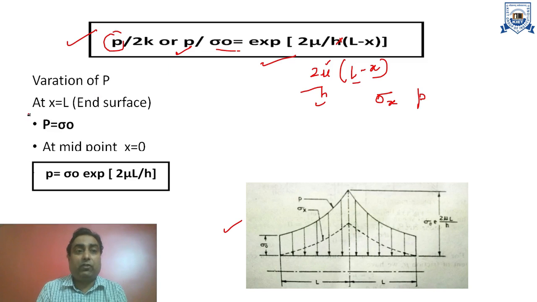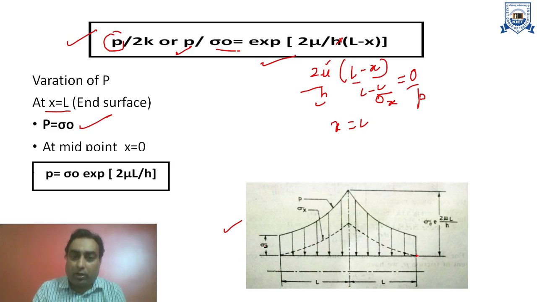So in the first case we are considering x equal to L, which is called the end surface. It means that in our section at the center x is equal to 0 we are assuming, and at x equal to L this point is there. So if we put x equal to L in this formula, then L minus L is equal to 0. So exponential 0 will be equal to 1, so P will be equal to sigma naught at the end surface. So we can plot here P equal to sigma naught at the end surfaces. So at x equal to L, P will be equal to sigma naught.